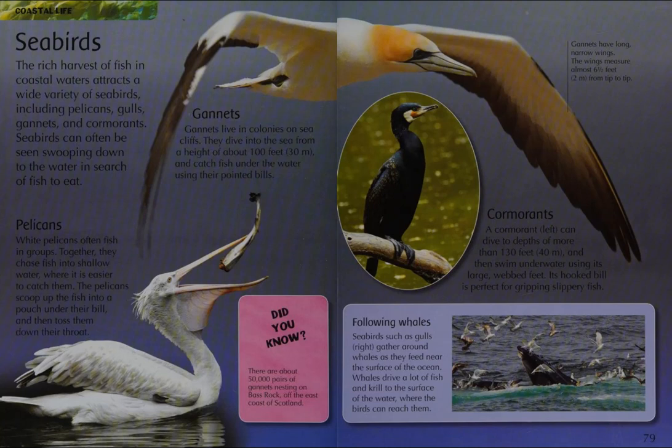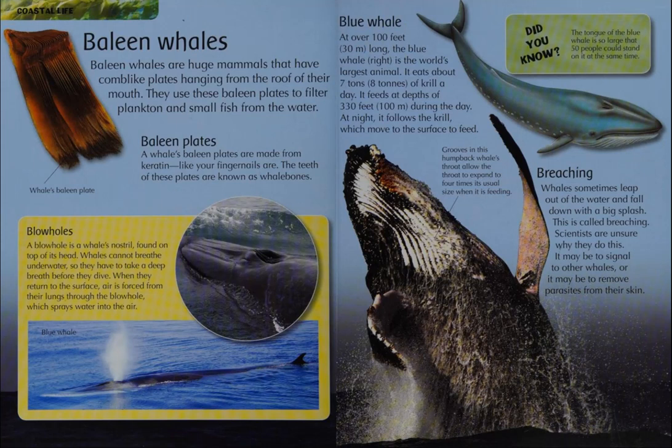Following whales. Seabirds such as gulls, right, gather around whales as they feed near the surface of the ocean. Whales drive a lot of fish and krill to the surface of the water, where the birds can reach them. Baleen whales. Baleen whales are huge mammals that have comb-like plates hanging from the roof of their mouth. They use these baleen plates to filter plankton and small fish from the water. Baleen plates. A whale's baleen plates are made from keratin, like your fingernails are. The teeth of these plates are known as whale bones.